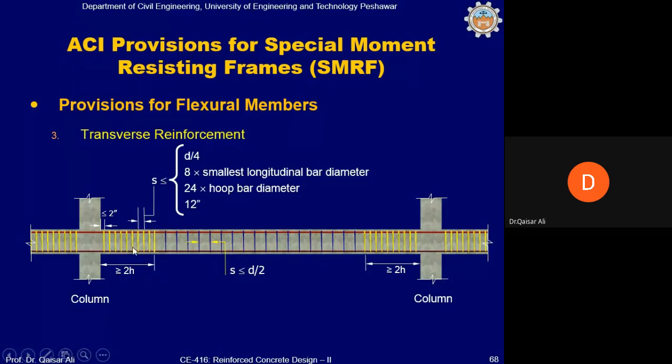And by this provision, the ACI code wants to make sure, once again, to confine concrete in this area and to provide a kind of stiffness to this area so that it is capable of undergoing inelastic deformation and cracking without any collapse. At any other location, the stirrup spacing shall be less than or equal to d by 2. And this must be checked against the analysis spacing. If the analysis spacing is less than this, then that will be okay. But if it is more than this, then this spacing shall be used. And this requirement is applicable to both ends of the beams and on both sides of the column in the beam.